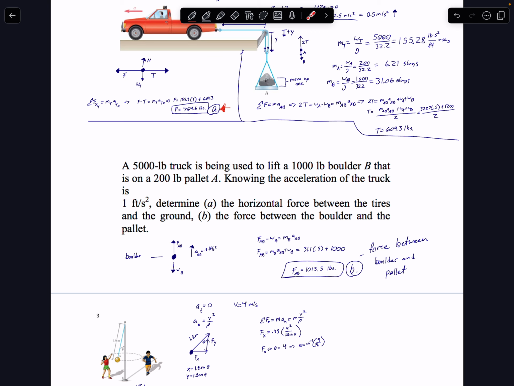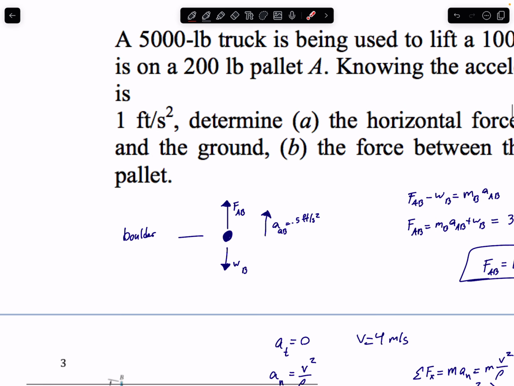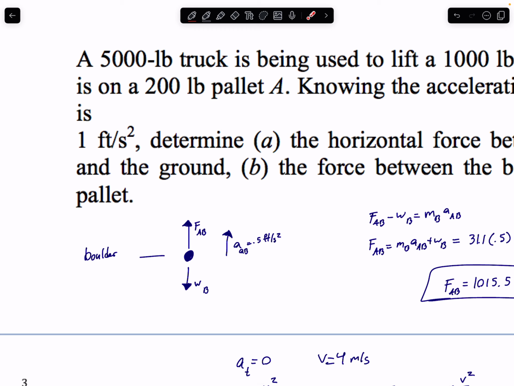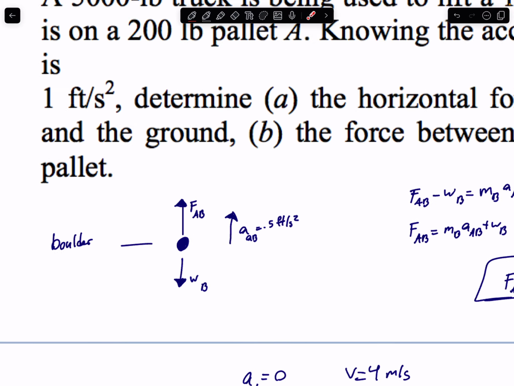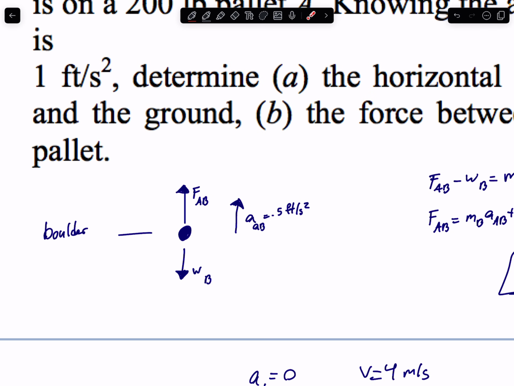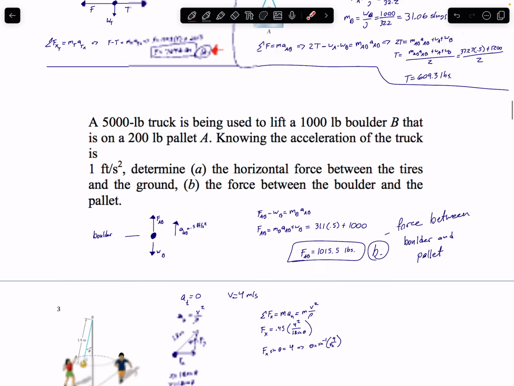Then the force between the boulder and the pallet. This is just the force between A and B, which, if you look up here, the ropes are connected to the bottom, so it's all just going straight up into B. We know that the acceleration of AB is 0.5 feet per second squared going up. That's our kinetic diagram.